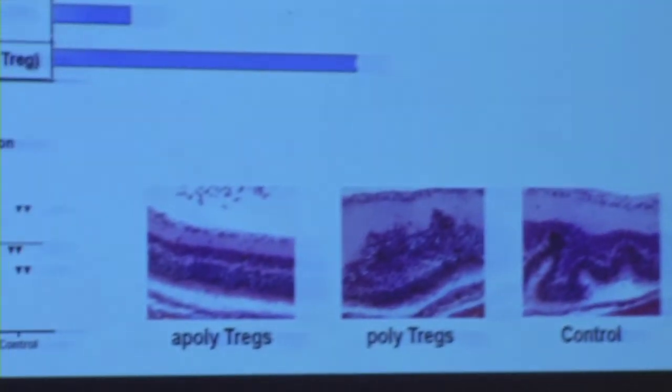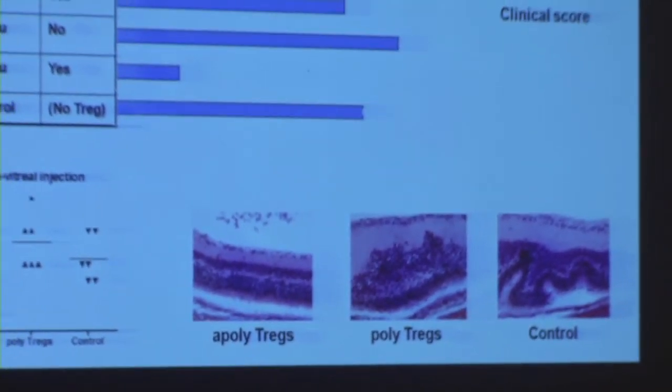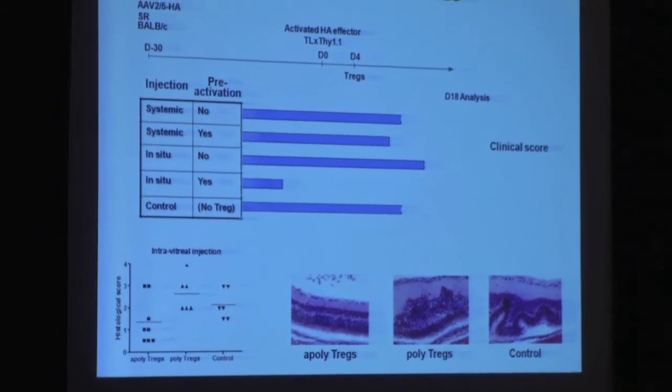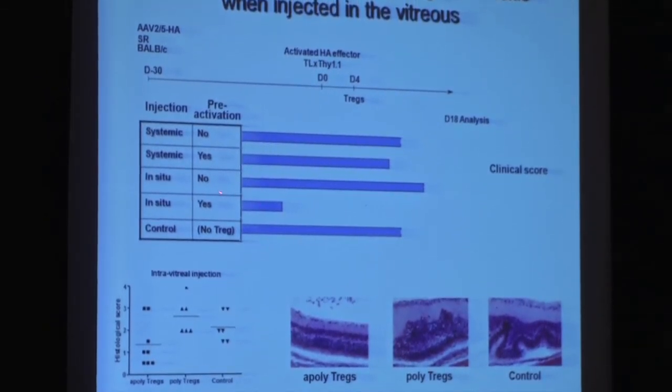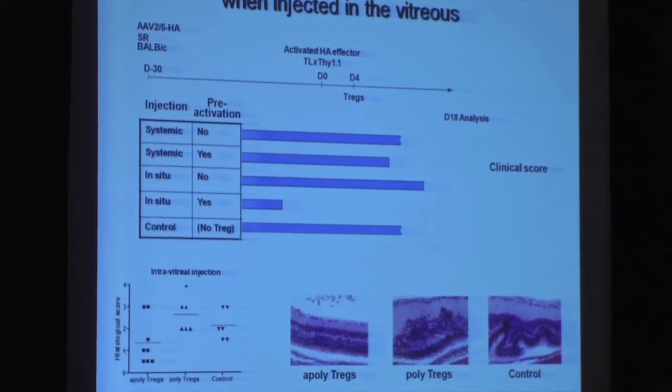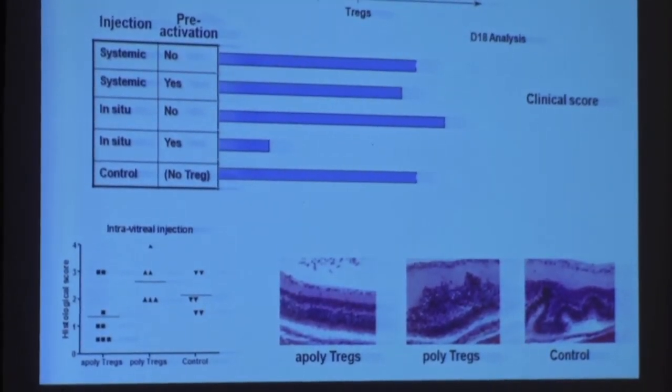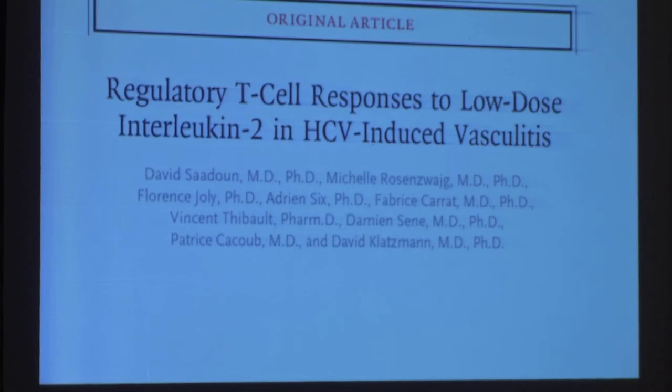So we tried to see in different conditions if it was possible to induce remission or control of inflammation by using a preparation of polyclonal Tregs. And what was possible is to achieve control of inflammation when we used polyclonal Tregs activated and injected intravitreally into the eye of the mice. Showing you here the difference we may see with the polyclonal Tregs activated compared with the polyclonal Tregs non-activated and the control.